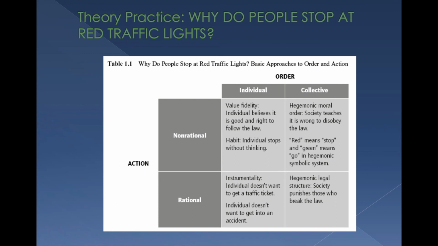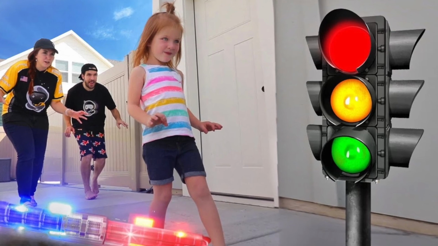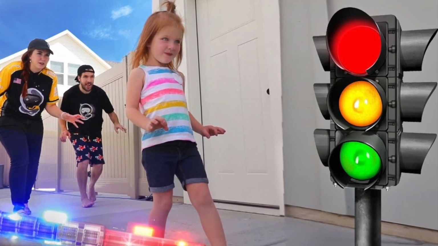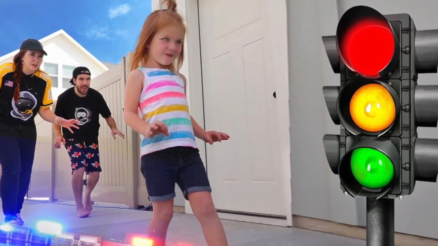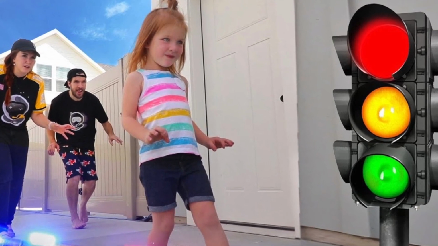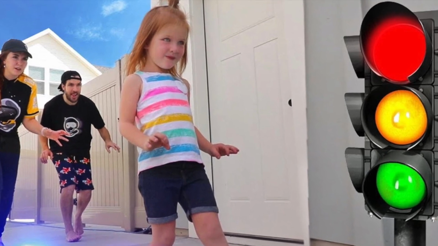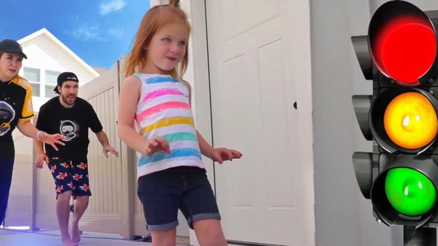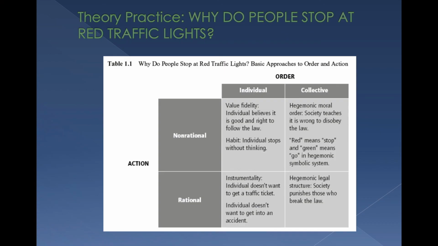Collective non-rational. So you may stop at a red light because you're guided by the morals that you have learned through socialization. As your author states, society teaches us it's wrong to disobey laws. The authors call this hegemonic moral order. Or people may be stopping at the red light because they're reacting to symbols they've learned as part of culture. So here you have external pressures, external values and ideas acting upon the individual. So in both of these situations, you're guided by the collective orientation. The collective orientation has to do with values outside of yourself. It's something larger than you.